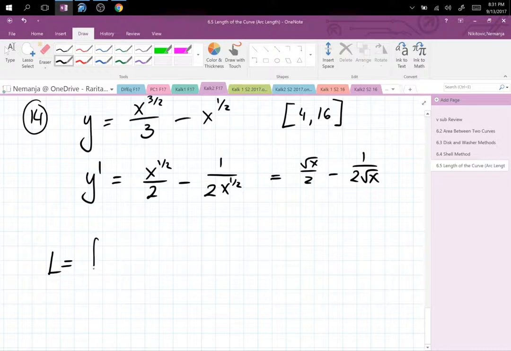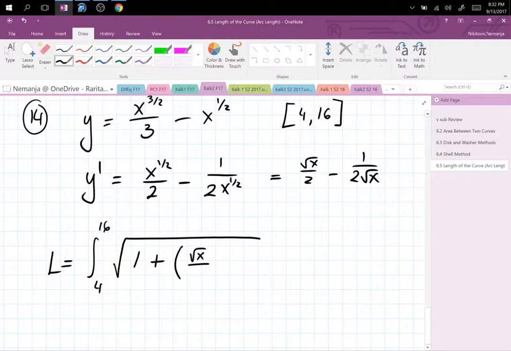Length of the curve is the integral 4 to 16 square root of 1 plus open parenthesis root x over 2 minus 1 over 2 root x dx.